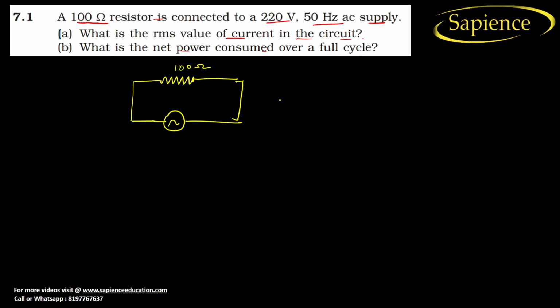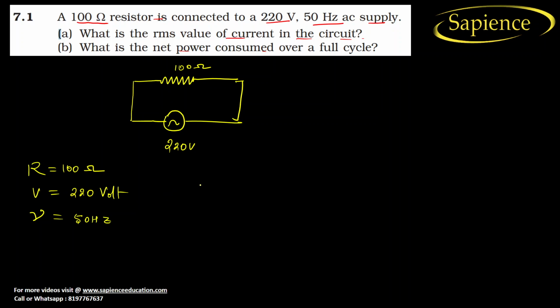The amount of current will not be fixed, so we need to find the RMS values. We will use the formula to find the RMS values, and they have said the circuit is connected to 220 volt. Before that, we need to write what they have provided: resistance R is 100 ohm, voltage applied is 220 volt, and the frequency is 50 hertz.